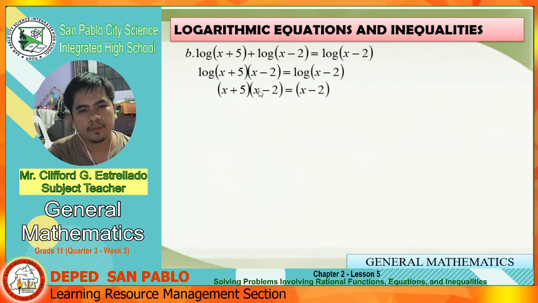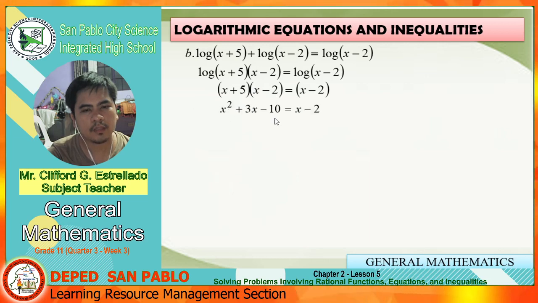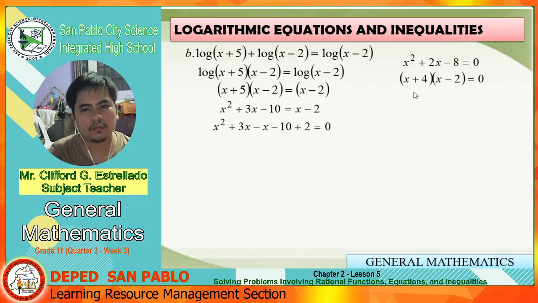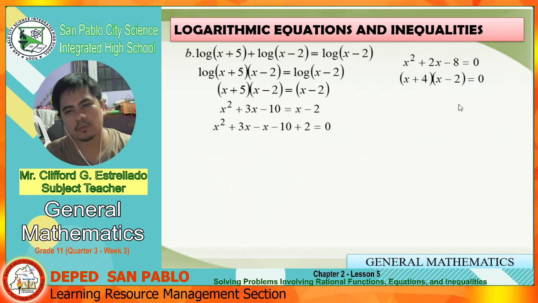Then, multiply quantity x plus 5 times quantity of x minus 2. So, we have x squared plus 3x minus 10 is equal to x minus 2. Okay? Then, we have x squared plus 3x minus 10 plus 2 is equal to 0. So, we have x squared plus 2x minus 8 is equal to 0. Then, get the factor. So, quantity x plus 4 times quantity of x minus 2 is equal to 0. We can say that x here is equal to negative 4 and x is equal to positive 2.